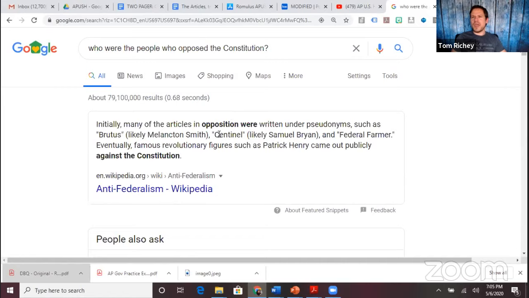Oh, oops, kicked my camera. Sorry about that. And so Antifederalists. But other than that, I would not use Google. And again, treat Google like Frodo would treat the One Ring. Okay, so that's something that is important here.